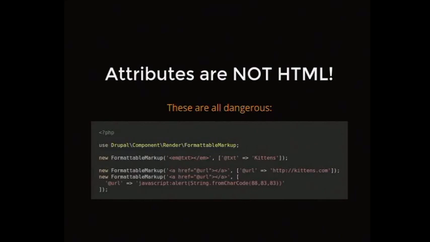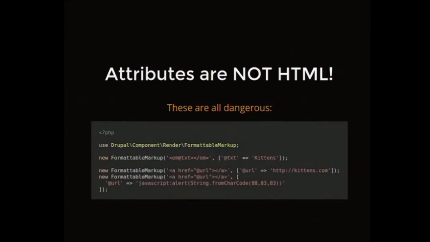Another good example is the a href. If you add a URL in there, the URL could be anything. It could be JavaScript or anything. And here is one example, the JavaScript alert. We are creating a JavaScript alert that has XSS, and none of the characters in there would be escaped, even though we escaped that string.